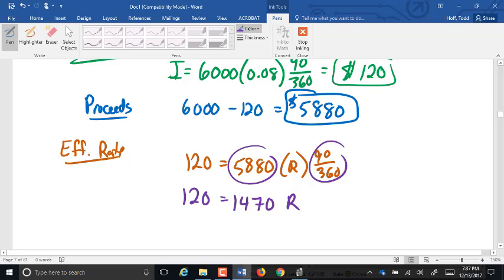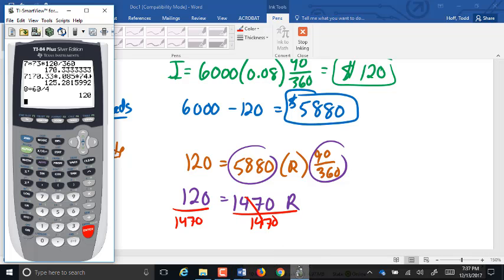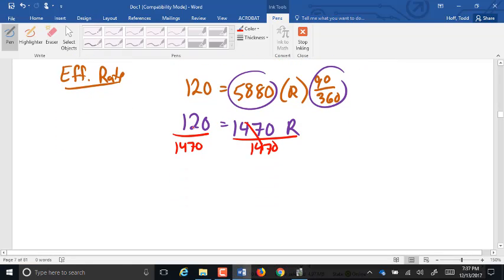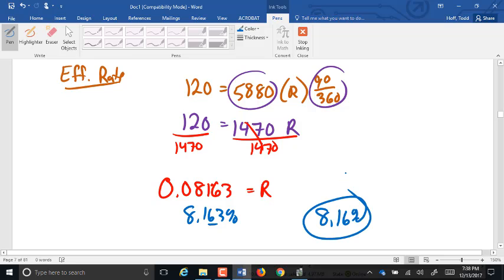And then divide by the 1470. We have 0.08163. Move the decimal point. That's 8.163%. Now, I didn't tell you where to round it, so we assume it is hundredth. So 8.16%.